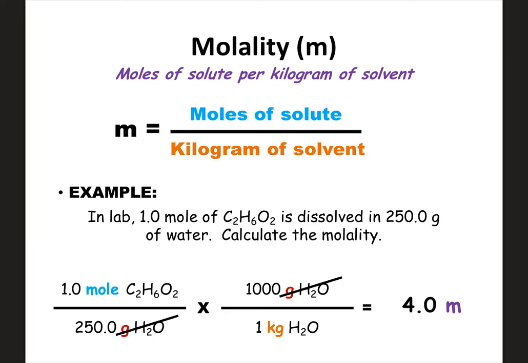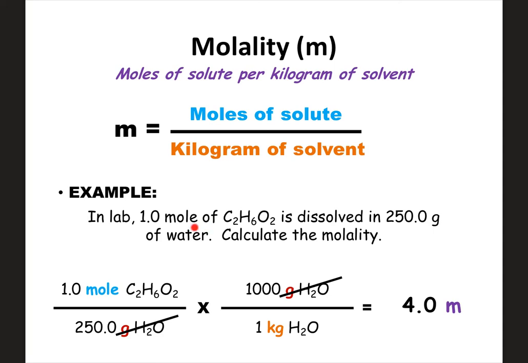So I showed you this example just so you could see it. I'm not going to go totally in depth and do examples, but I want you to at least see this one. It says, in lab, 1 mole of C2H6O2 is dissolved in 250 grams of water, and you want to calculate the molality. So in your head, you'd be saying, I know molality is moles of solute per kilogram of solvent. They want me to find the molality, so I have to set the problem up as something divided by something. You have to be careful here. Which one's the solute, which one's the solvent?